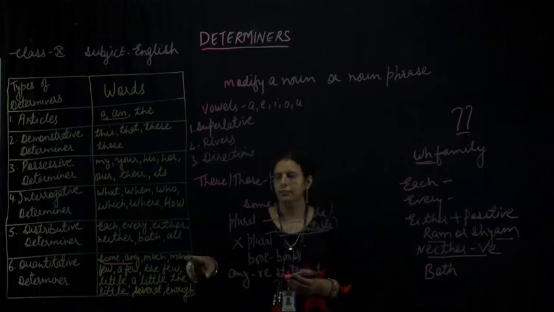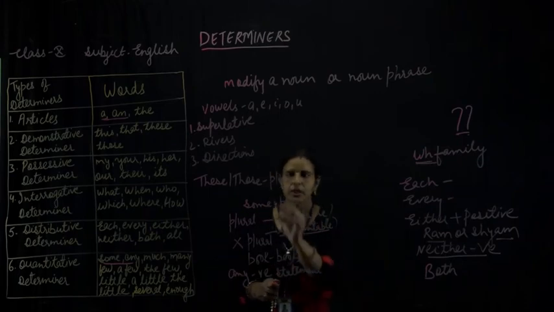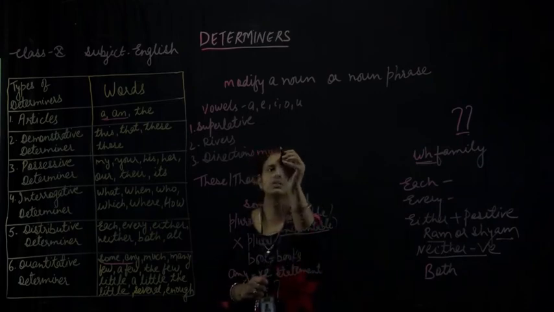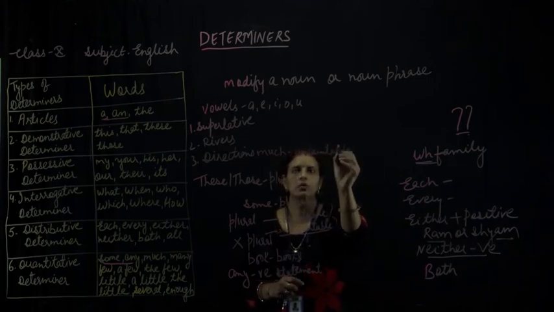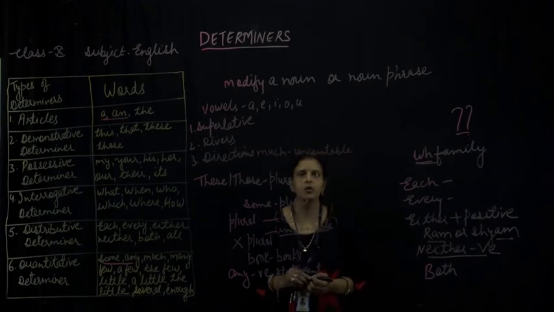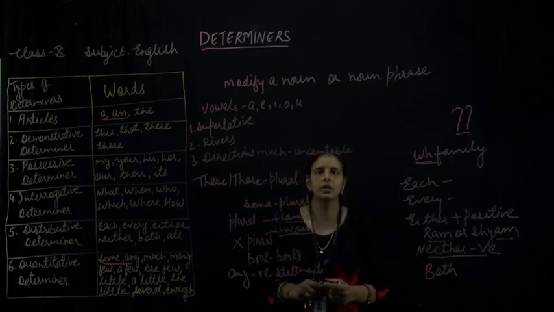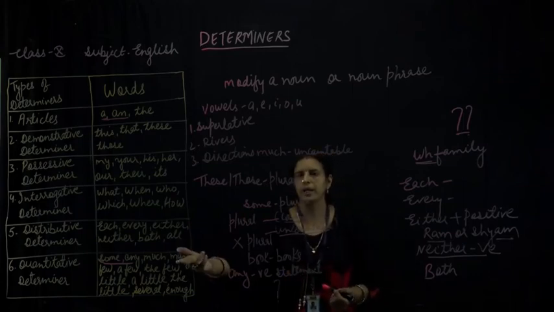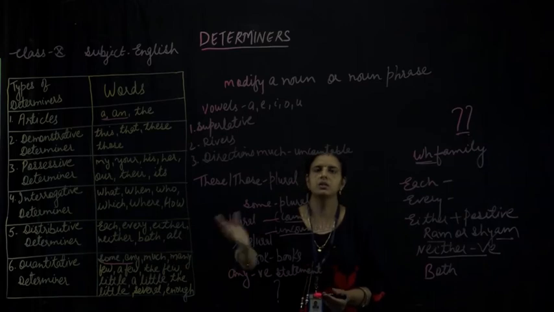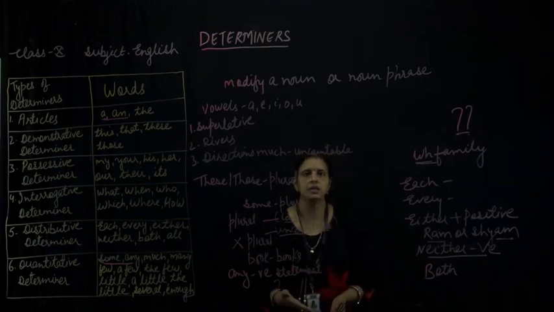Then "much" and "many". "Much" is used with uncountable nouns, like we used earlier. I have told you that "some" goes with countable and uncountable, but "much" with uncountable nouns. Means there is much water in the pond, and "many" with countable nouns, like many students are present in the class. Many people went for the picnic.